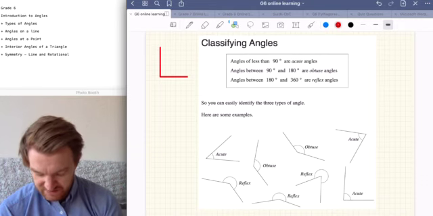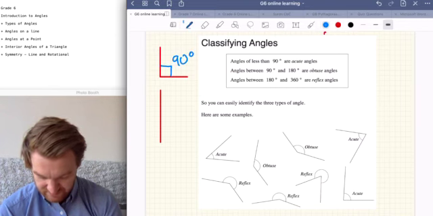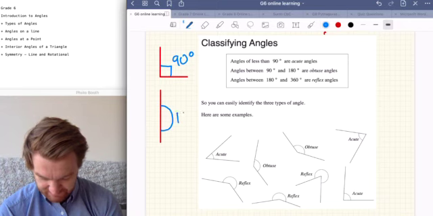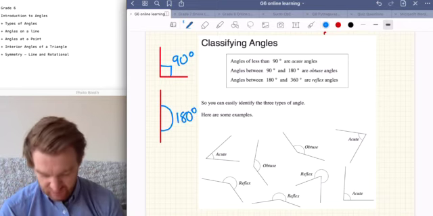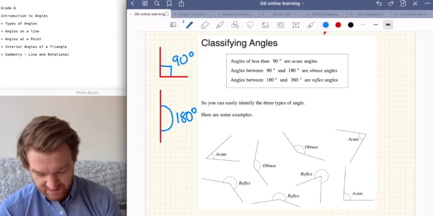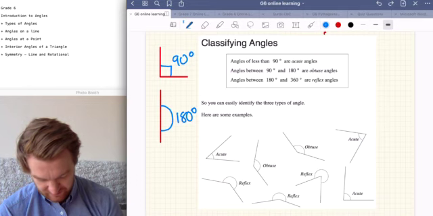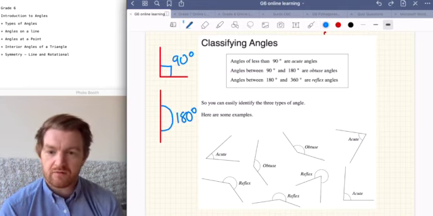If it's between 90 and 180, so 90 would be this one here. That's 90 degrees, and 180 would be like that. If it's between those two sizes, then it would be obtuse, like this one here. Bigger than 90, but less than halfway. And then all the really big ones are reflex. So those are the three categories.